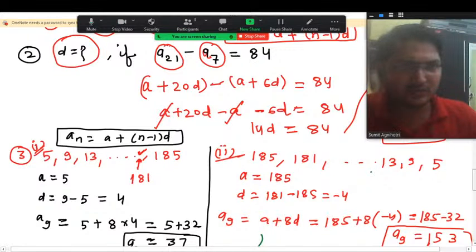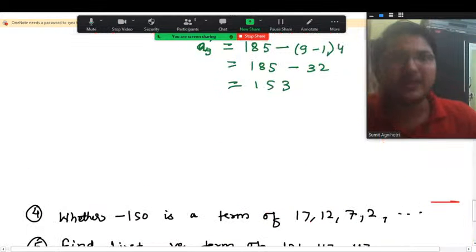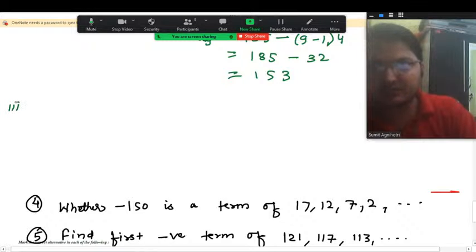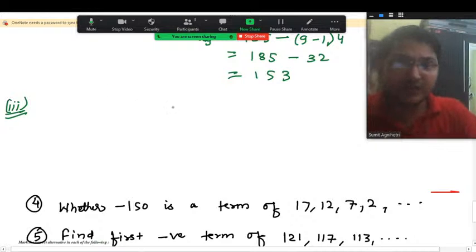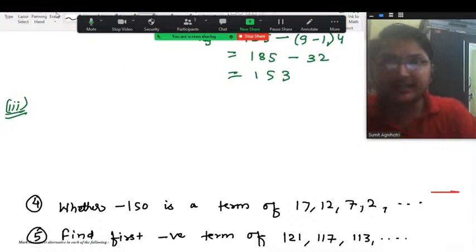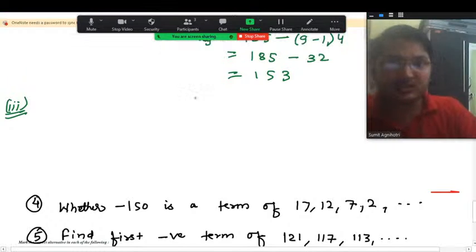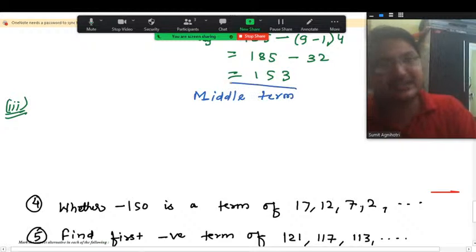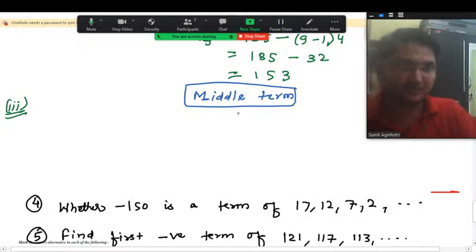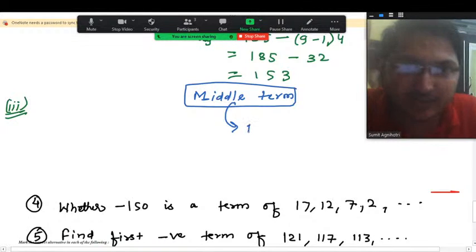Got it? Now the third question is how to figure out middle term. Before I explain how to figure out middle term, I want you to focus here and try to understand the concept first. Middle term means the term that is at the middlemost position. If I have an odd number of terms, let's say 1 here, 2 here, 3 here, which is the middle term here? Can you tell me which is the middle value?